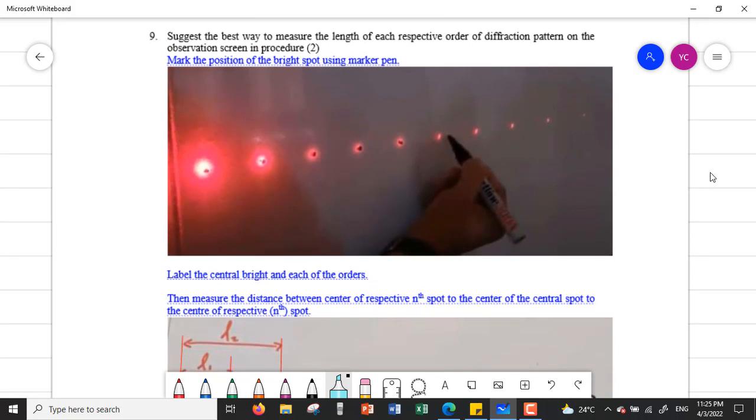Question 9 suggests the best way to measure the length of each respective order of diffraction pattern on the observation screen in procedure 2. So, how are we going to measure the length of each respective order of diffraction pattern? The length here refers to the distance of each respective order of diffraction pattern. First, we will mark the positions of the bright dots using a marker pen.